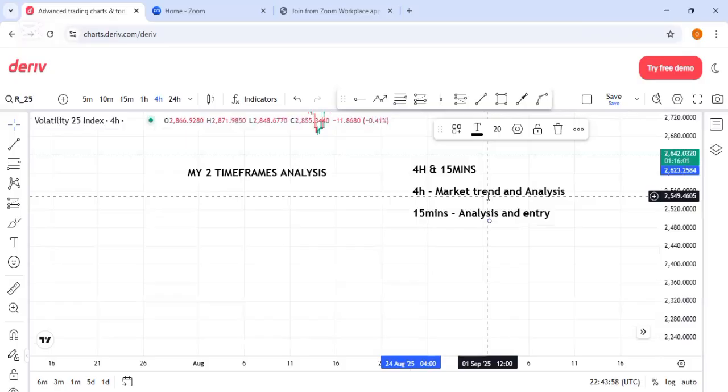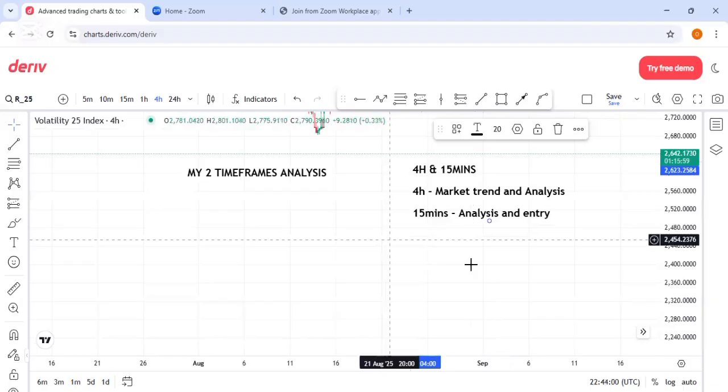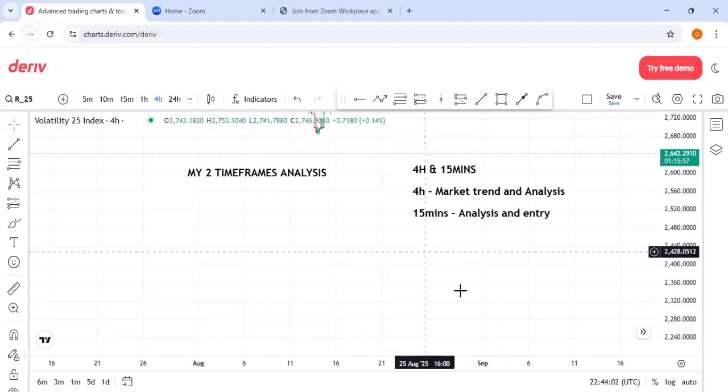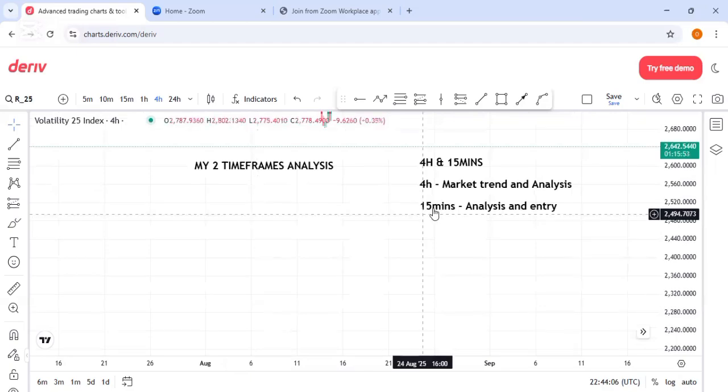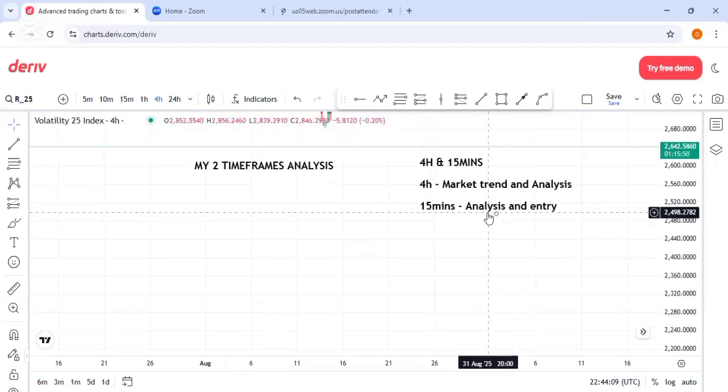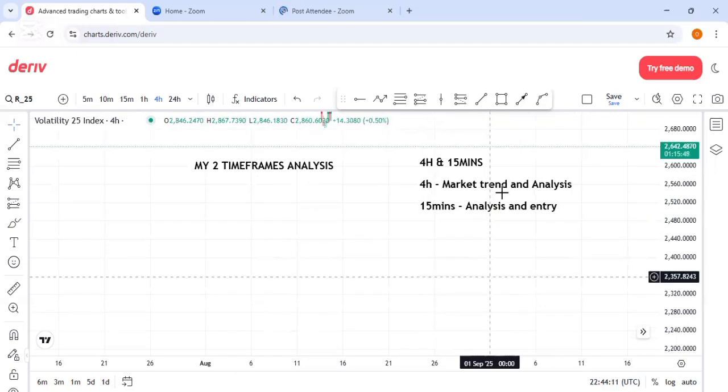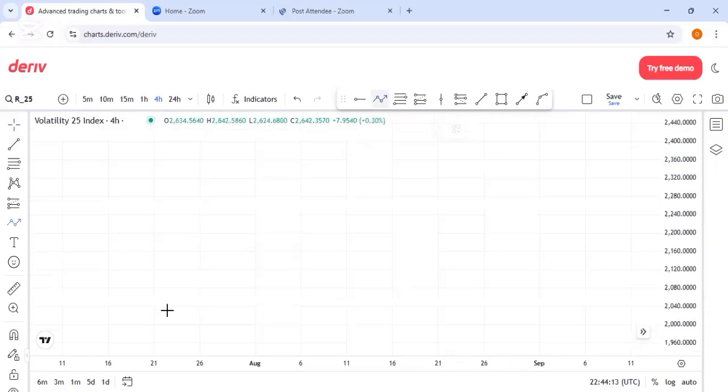I'm going to be showing you how I use the two time frame analysis on the chart. I'm going to be using a schematic diagram before we go to the chart. So just know that the lower time frame is going to be your normal analysis as well and also your entry. So now this is what I mean by two time frame analysis.